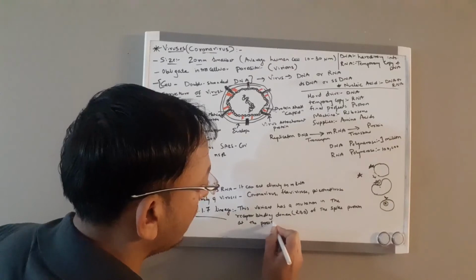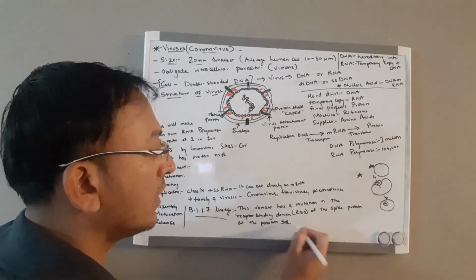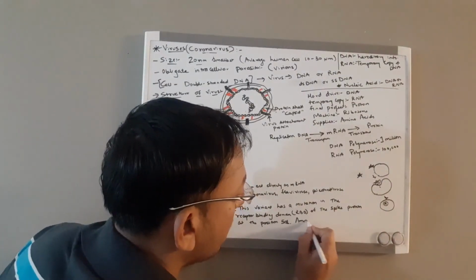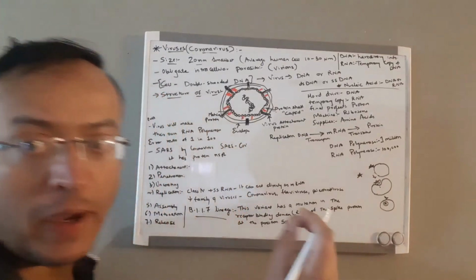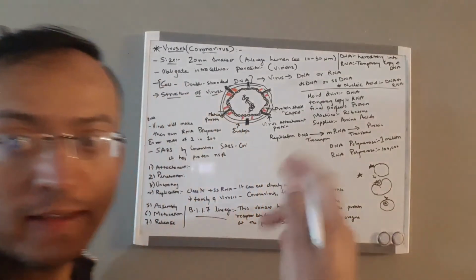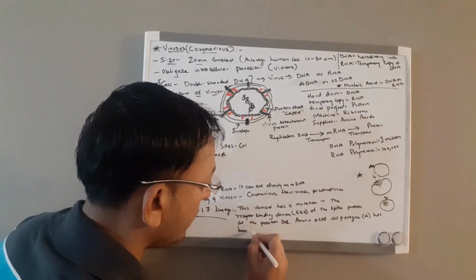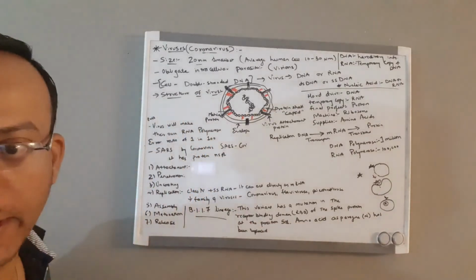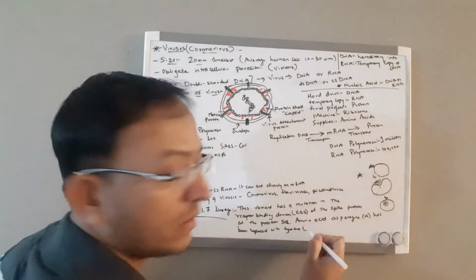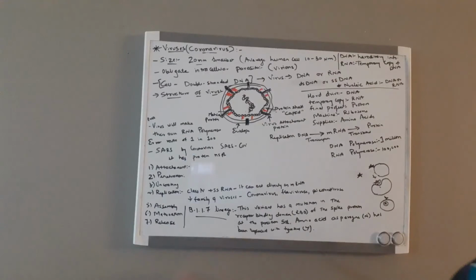At position 501, the amino acid asparagine has been replaced with tyrosine. Right? So this is the mutation that happened in the coronavirus.